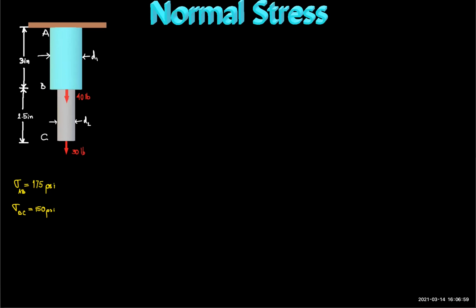Hello everyone. In this video, we're gonna solve a problem that involves the concept of normal stress. In this problem, we have two solid cylindrical rods, rod AB and rod BC, which are welded together at point B. Knowing that the average normal stress in rod AB must not exceed 175 psi, and the average normal stress in rod BC must not exceed 150 psi.